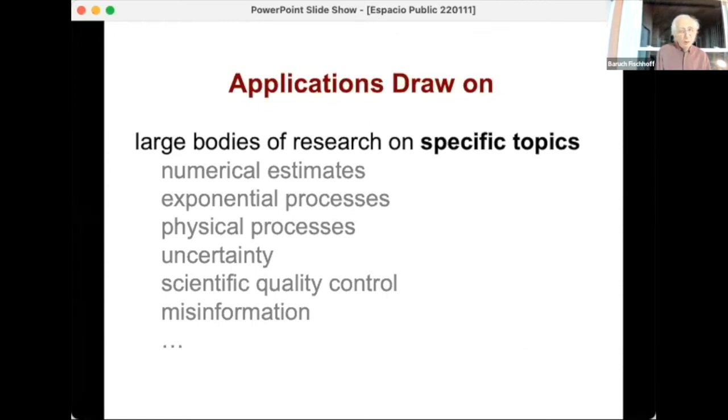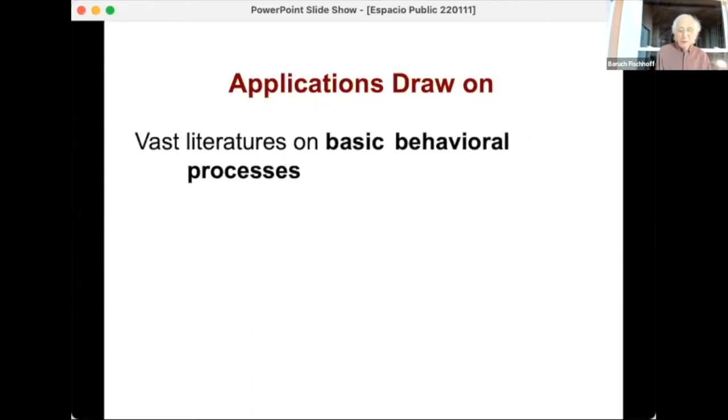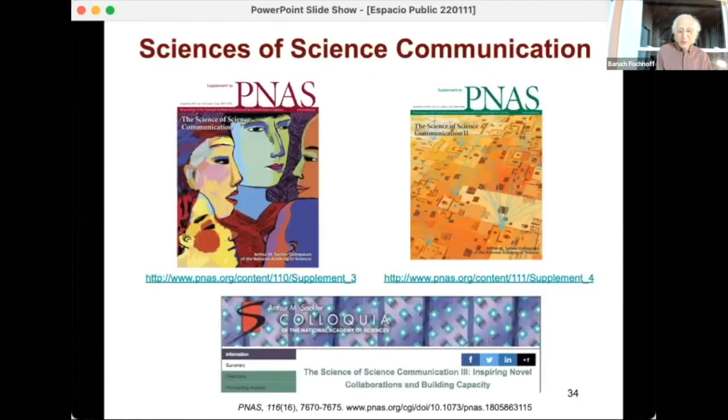So how do you communicate numerical estimates, which are part of many, many risks? How do you communicate exponential processes, like the unintuitive ways in which rates at which diseases spread? How do you communicate the physical processes involved? How do you communicate uncertainty? All of this is embedded in a very wide range of the social and behavioral sciences, what we know about human behavior.